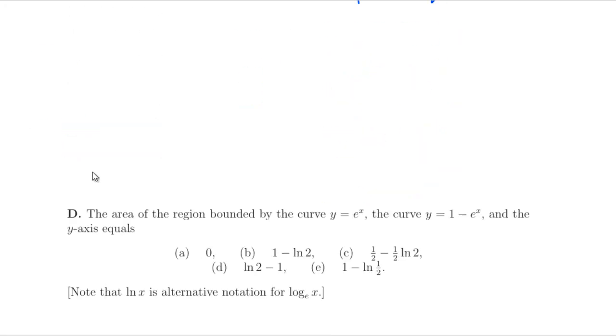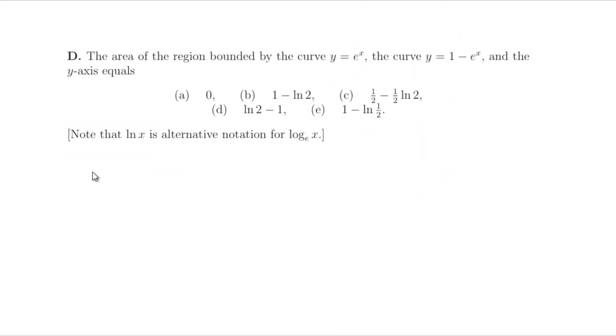So that's good. D, the area of the region bounded by the curve y equals e to the x and the curve y equals 1 minus e to the x, and the x-axis is equal to what? And then they're just telling us what ln means. Right, let's have a look at these graphs then. So we've got y equals e to the x, 1 minus e to the x.